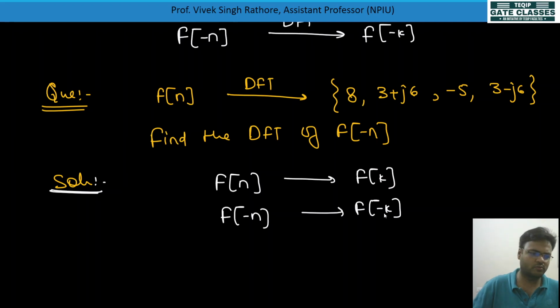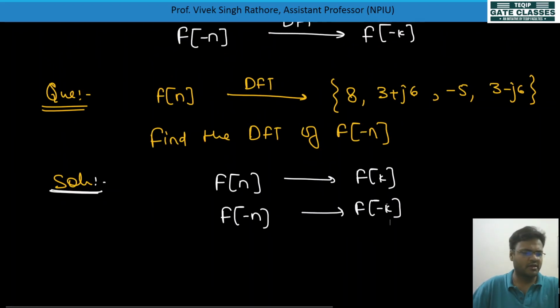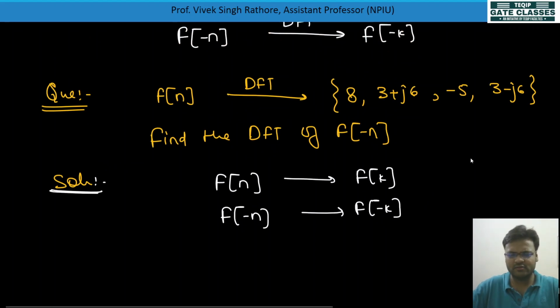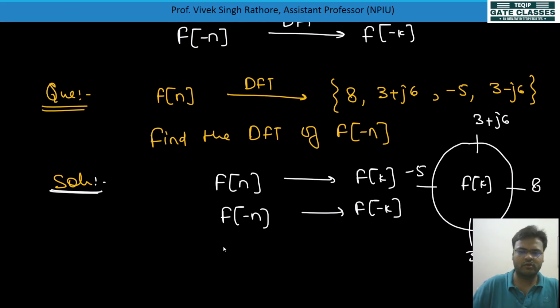So just do reversal, means f of minus k you can put it. How will you do it? The best way you can do it is by circular also. Or you can do it like this also, no problem. By circular also I will tell you. See, like these values are there: 8, 3 plus j6, minus 5 and 3 minus j6. This is your f of k. So you can do f of minus k, obviously, I'll do it here.